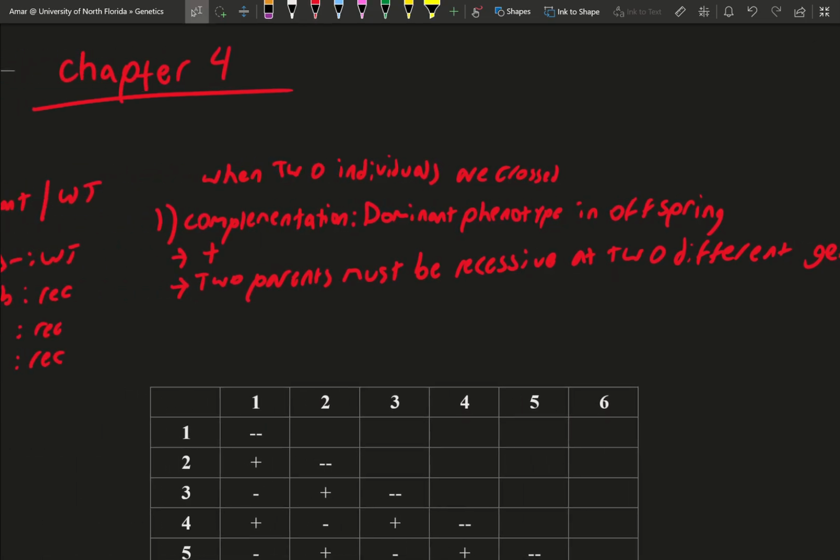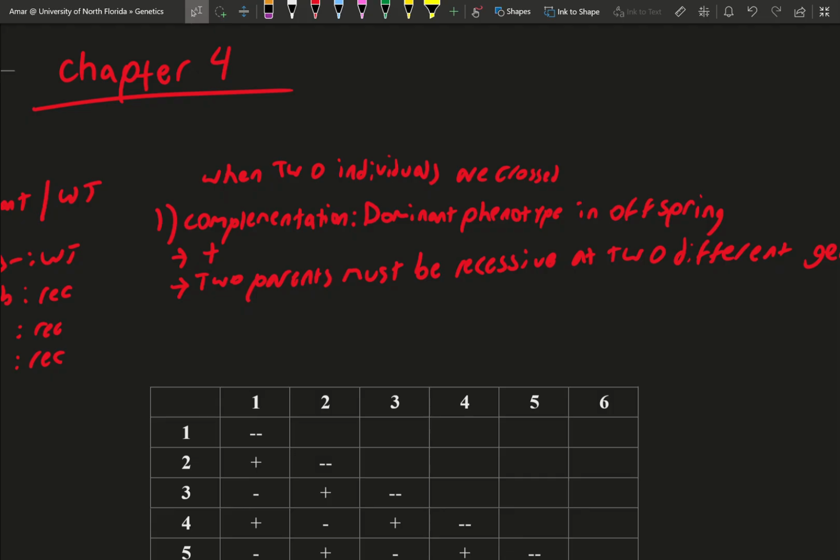So basically, if you see that plus, what's happening is that when you're crossing these original parents together and you're seeing a wild type phenotype in the offspring, that must mean that those two parents had to have been recessive at two different genes, okay?